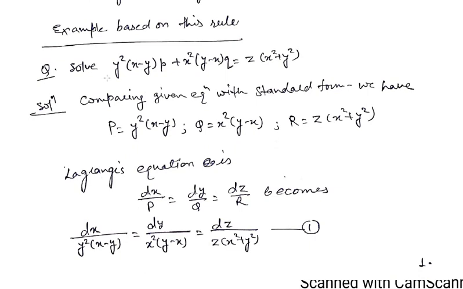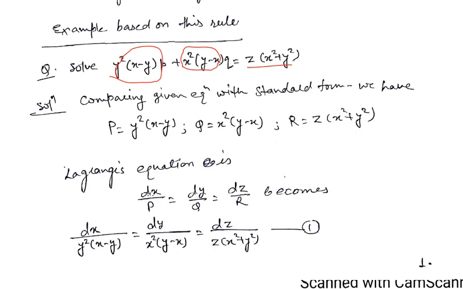Here we have a problem: y squared (x minus y) p plus x squared (y minus x) q equals z (x squared plus y squared). Well, first we compare this given equation with the standard form, which is Pp plus Qq equals R. Here capital P is y squared (x minus y), the coefficient of small p. Capital Q is the coefficient of small q, which is x squared (y minus x), and the right hand part is R, which is z (x squared plus y squared).